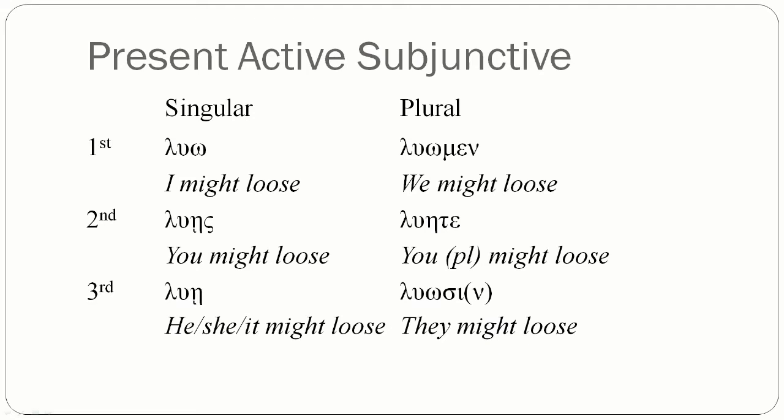Again, that omega there tells you that it is subjunctive. We might loose. Then second person plural, lueta. The eta gives you the subjunctive, that long vowel. You might loose. And then luosen, okay, from luousin in the indicative, becomes luosen. And the movable nu there at the end, they might loose.